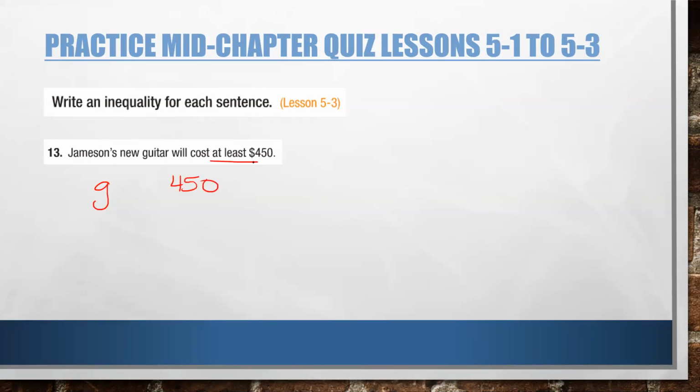Now it says "at least," so the lowest price is going to be $450. So it could be more than $450. So G is going to be greater than or equal to $450, because it's at least $450, so it could be more as well. So the price of the guitar is greater than or equal to $450.